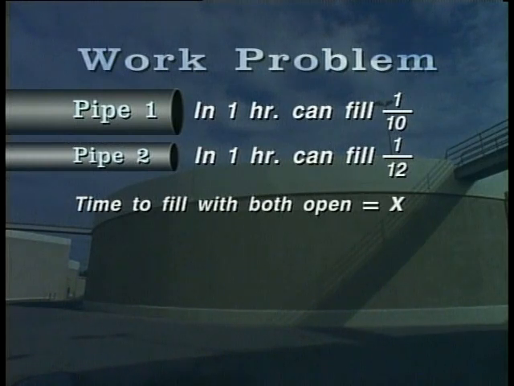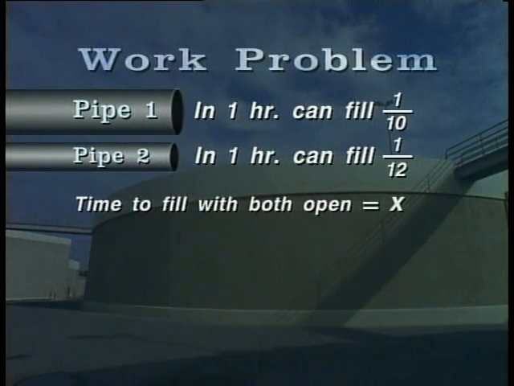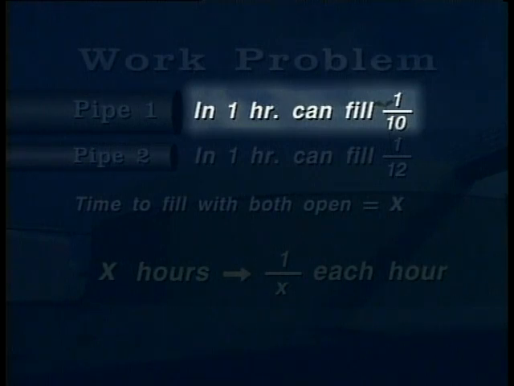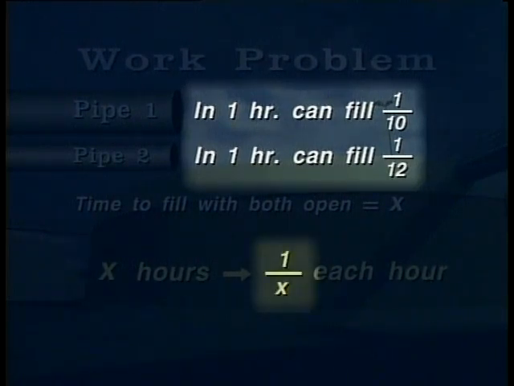Well, suppose for the sake of argument that it took 20 hours. Then in each hour, 1/20th of the tank would be filled. So if it takes X hours, then 1 over X of the tank will be filled each hour. This is the crucial insight for this problem, because now we know 2 quantities that are equal to each other. We said before that the first pipe fills 1/10 of the tank in an hour, and the second fills 1/12. If both are working together, then the sum of these 2 rates equals 1 over X, the portion of the total filled in an hour.